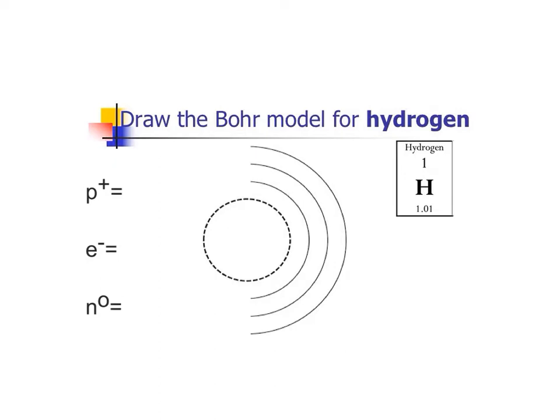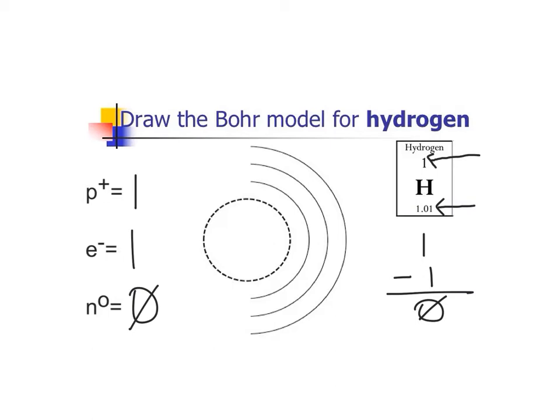We'll begin practicing by drawing the Bohr model for hydrogen. Find hydrogen on your periodic table. Let's calculate the PEN numbers for hydrogen. APE-MAN tells us that the atomic number, which is 1, represents the number of protons and electrons. And to calculate N, we are going to take the mass number, which is the atomic mass rounded to the nearest whole number. And we'll subtract the atomic number from that, and what is left over is our neutron number.